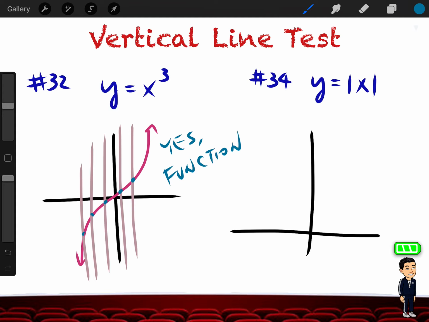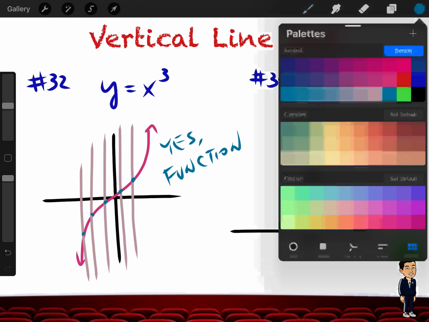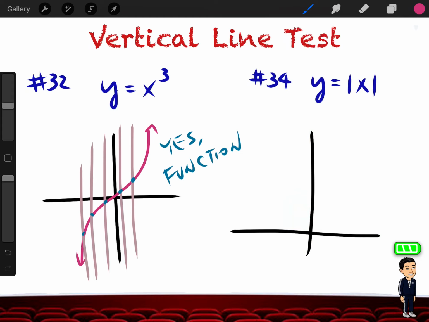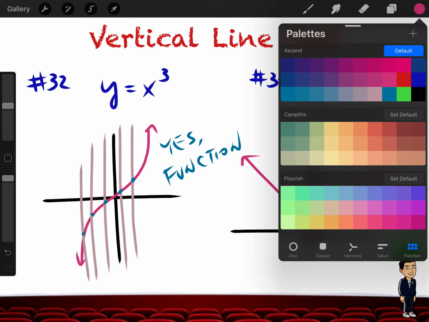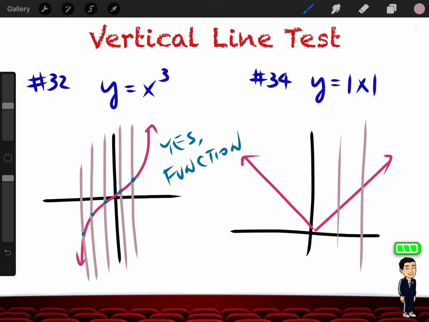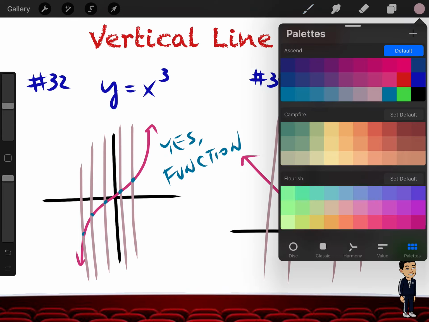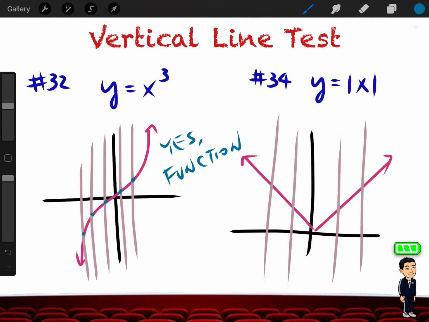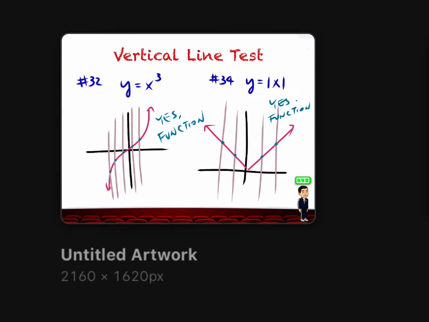Number 32, I'm gonna graph it as a V shape. Using the vertical line test, each vertical line only has one point of intersection. So yes, this is also a function. Okay, so let's move on to the next one.